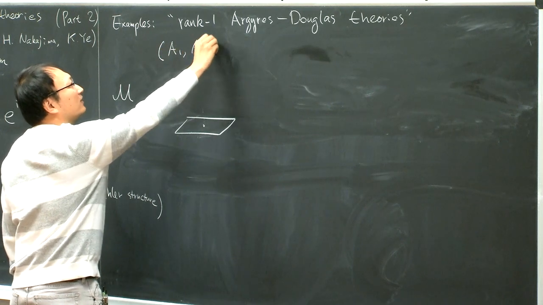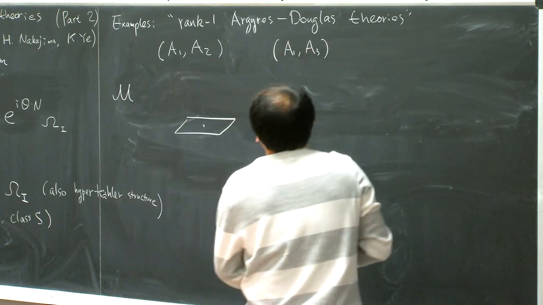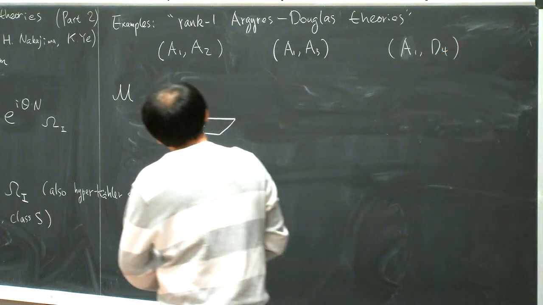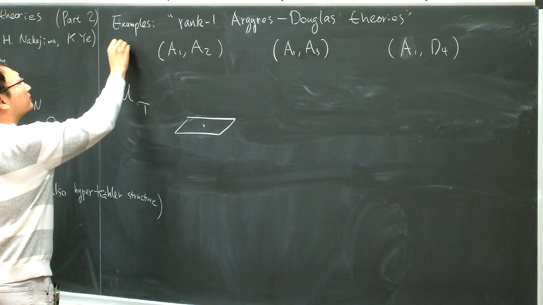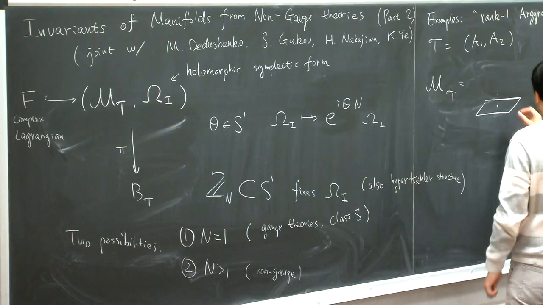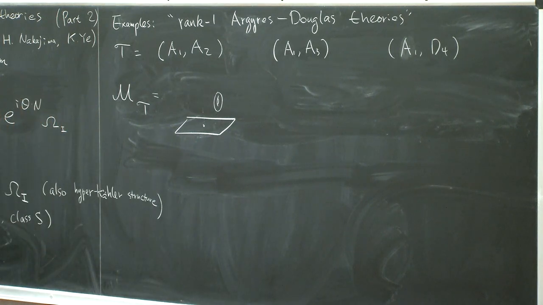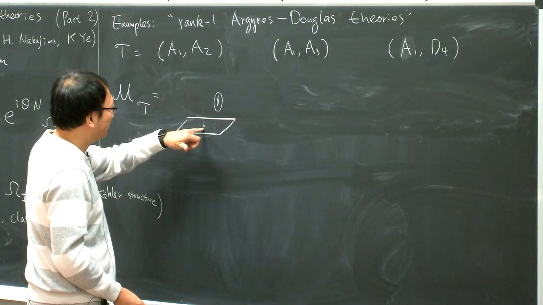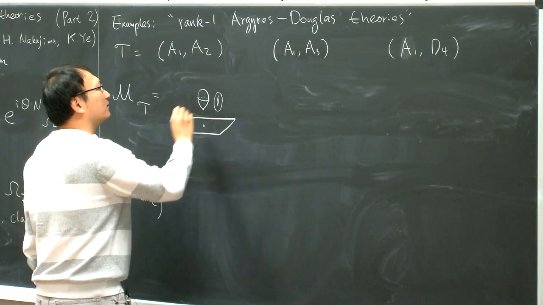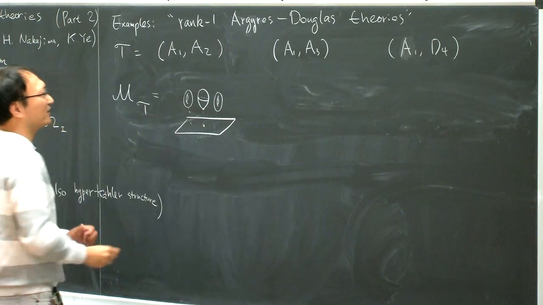One is known as the A1, A2 theory. The second one is known as the A1, A3 theory. And the third one is known as the A1, D4 theory. And for the first theory, again, if you are away from the singularity, then the fiber is going to be a smooth elliptic curve. And then if you move to this particular singular point, then now the fiber will look like this. And again, if you move away from this point, you get another smooth elliptic curve.